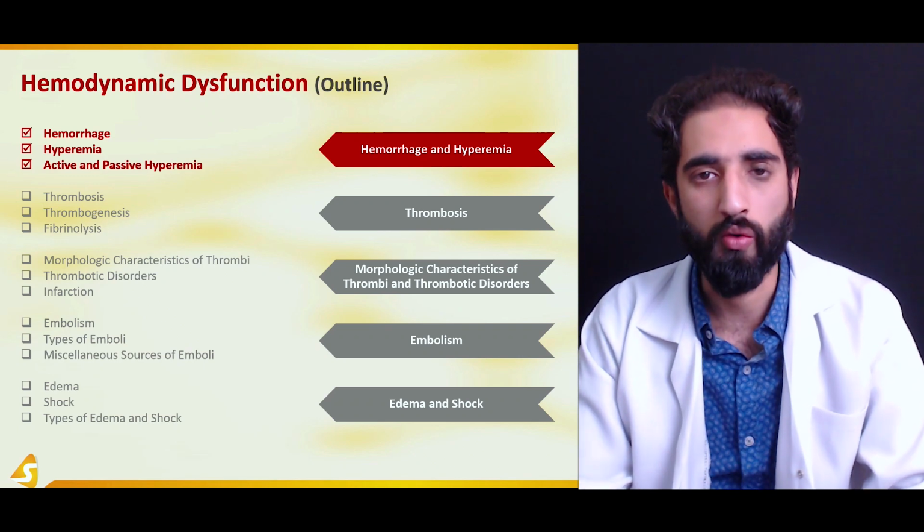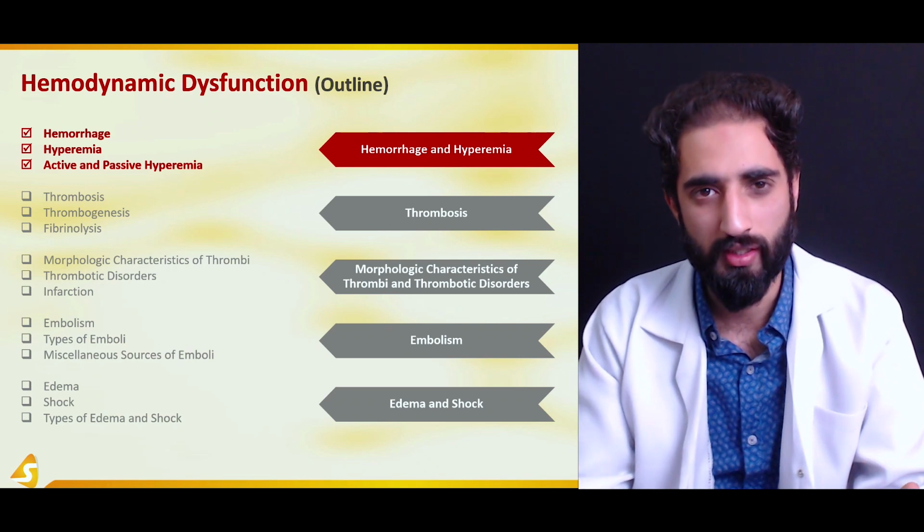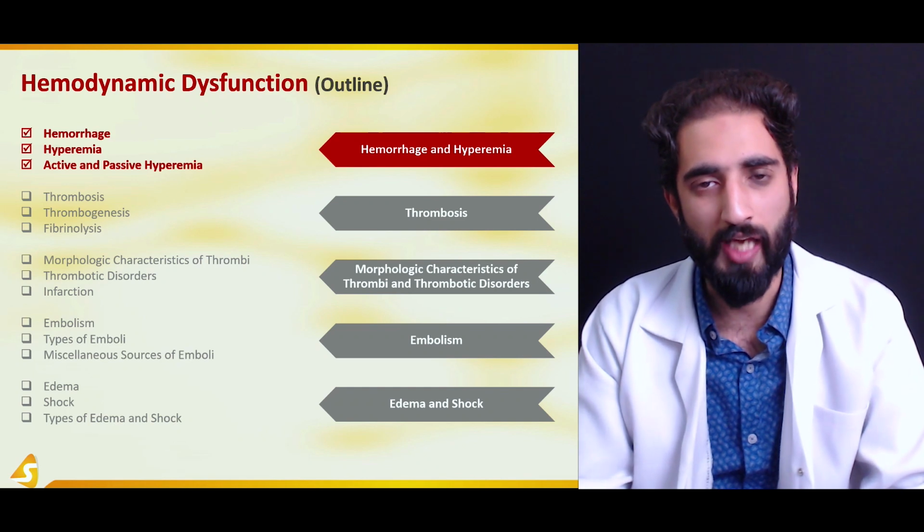So that was all about hemorrhage, types of hemorrhage, hyperemia, and types of hyperemia, also known as erythema, and active and passive hyperemia.